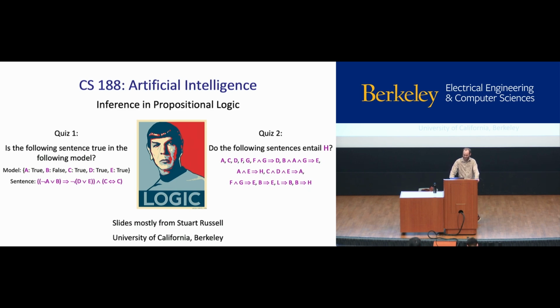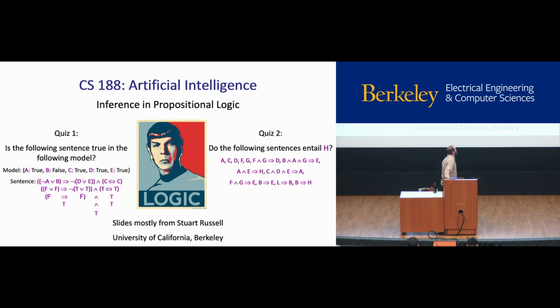True. That's right. We replace all the symbols, all the variables, with the values that they get in the model. False or false is false. Not true or true is false. True if and only if true is true. False implies false, that's true, because false implies anything is true. Because you can't contradict it by finding a case where the premise is true and the conclusion is false. So false implies false is true. You can look back at the definitions for that. True and true, that's true.